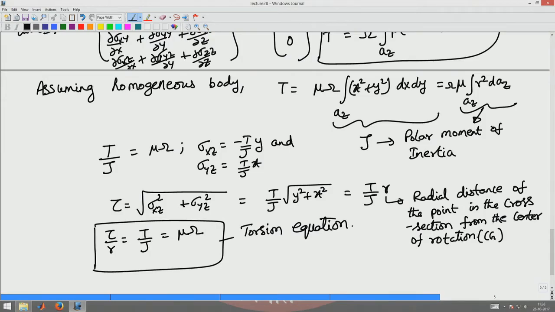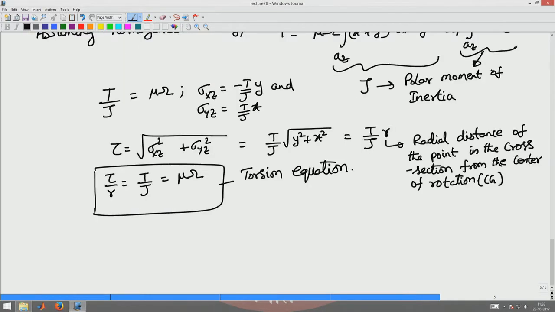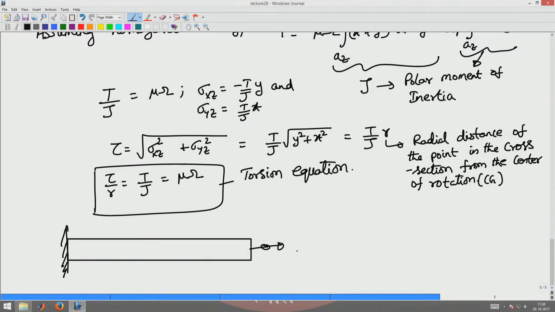Now let's apply this torsion equation to study some problems. The first problem that I am interested in is the following. I have this bar fixed at one end, the torsion applied at the other end, and the cross section is a circular cross section. This is x and this is y.